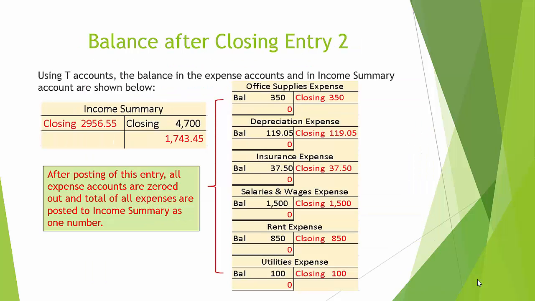Using T accounts, you can see here each one of the expense accounts. We can see each one of these accounts now has a 0 balance. And now in income summary, we have an entry on the debit side representing total expenses and an entry on the right hand side representing revenues. So the net balance in income summary at this point is $1,743.45. This number represents net income. As you can see, the revenue side is larger than the expense side, therefore we have net income.